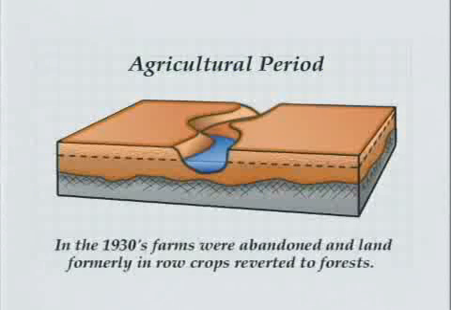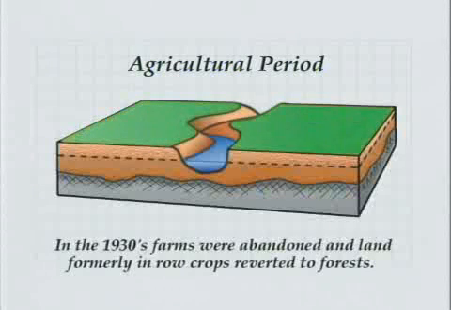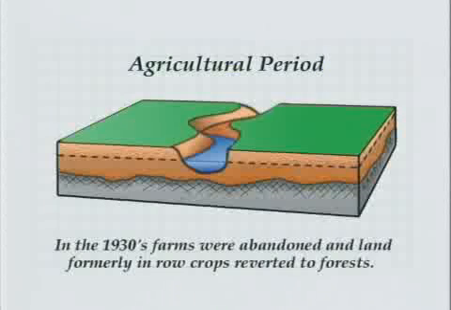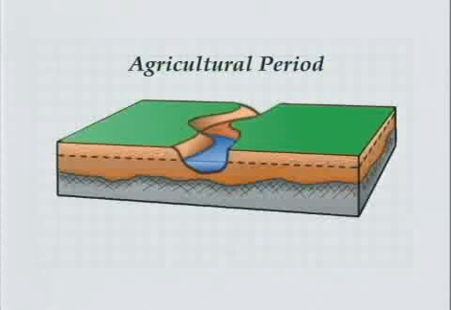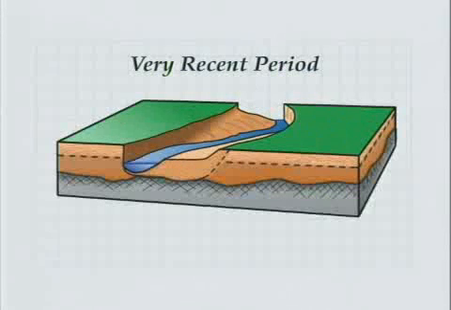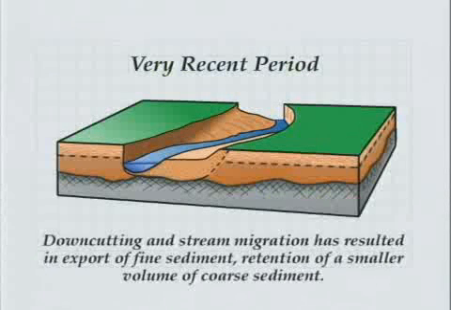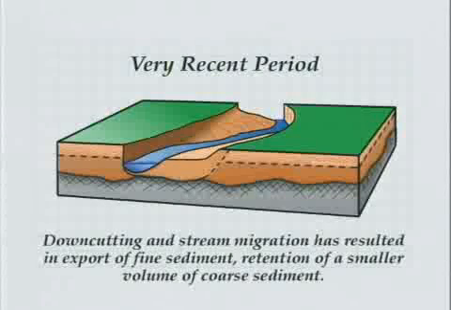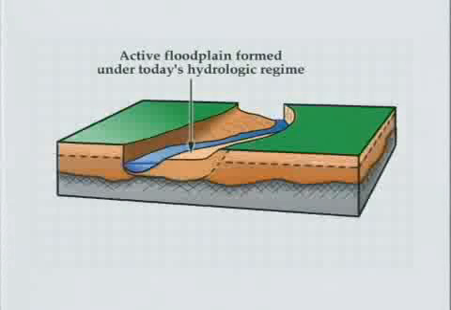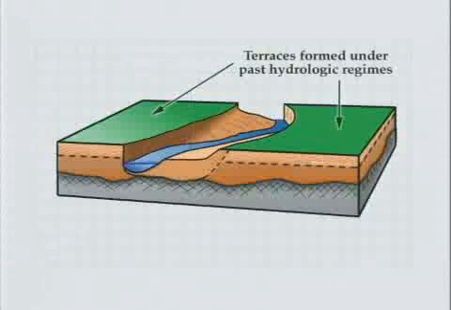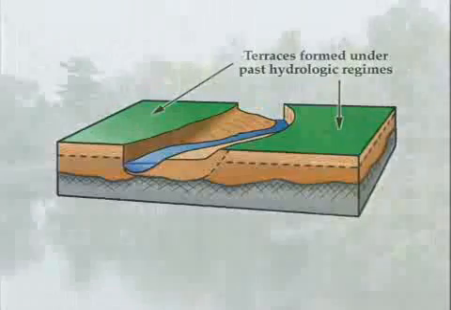In the 1930s, farms were abandoned and land formerly in row crops reverted to forests. With a general reduction in sediment load during the very recent period, a reworking of stored floodplain sediment has occurred. Downcutting and stream migration has resulted in export of fine sediment, retention of a smaller volume of coarse sediment, and streams have built new floodplains at lower elevations, leaving abandoned floodplains or terraces behind at higher elevations.